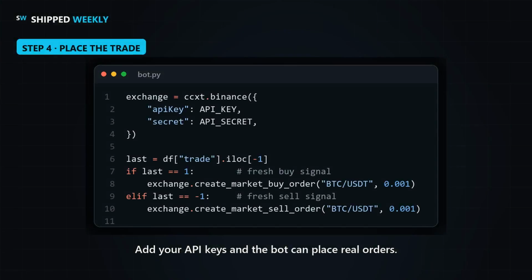Step 4, actually trade. You add your exchange API keys, and now those same signals can fire real market orders automatically. This is where it stops being a toy.